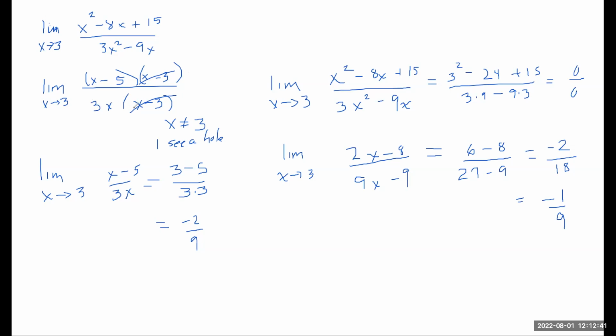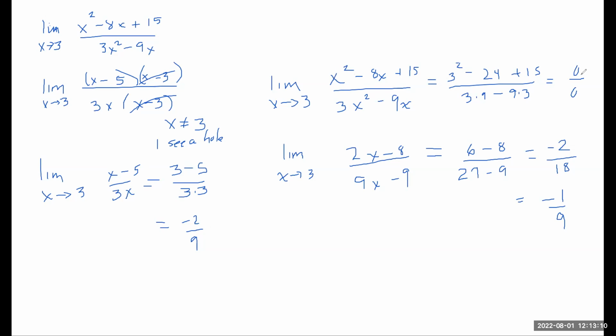3x times x is 3x squared. 3x times -3 is -9x. Cancel this. X cannot be 3. I'm supposed to see a hole. Substituting in, 3 minus 5 is -2, and 3 times 3 is 9. Well, since it looks like my algebra is good, something must have gone wrong with my calculus or my substitution here.